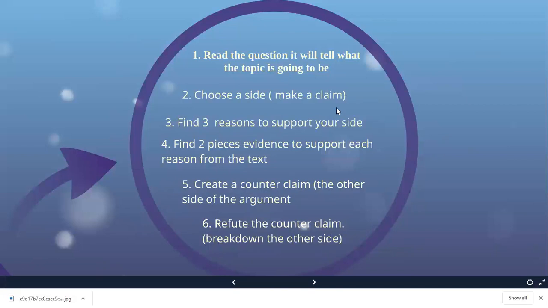So you want to choose a side. You're going to make your claim in your opening paragraph. Find 3 reasons to support your side. Find 2 pieces of evidence to support each reason from your text. Create a counterclaim. You can't write an essay stating your claim if you don't show the counterclaim. You have to argue the other side too. And then you have to come back and break down the other side and refute the counterclaim and say your claim's best, essentially.